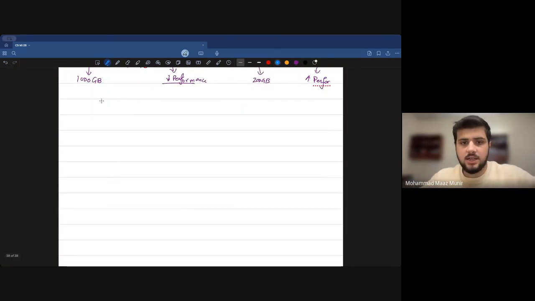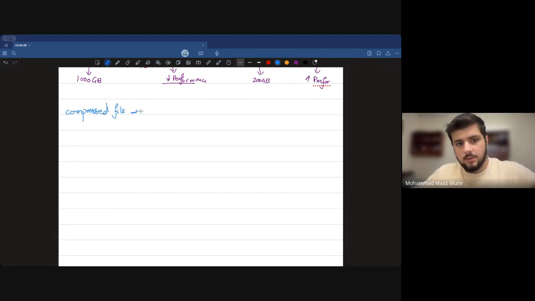I can give you guys a hint up here. Compressed file, lower bandwidth, and what does bandwidth mean? Number of bits required to transmit the file. Right? So we are good to go.